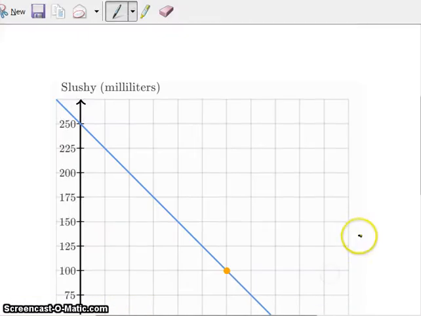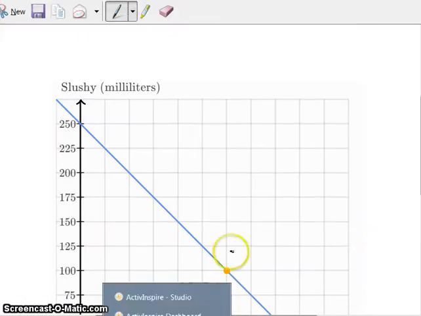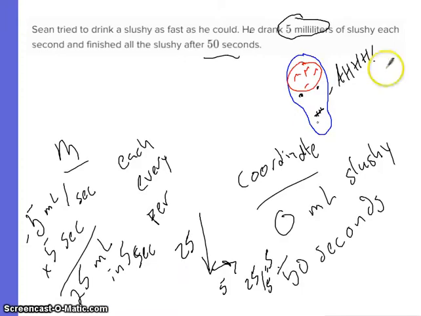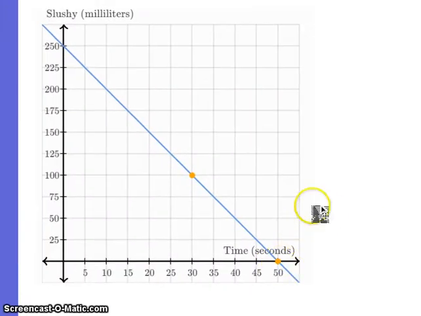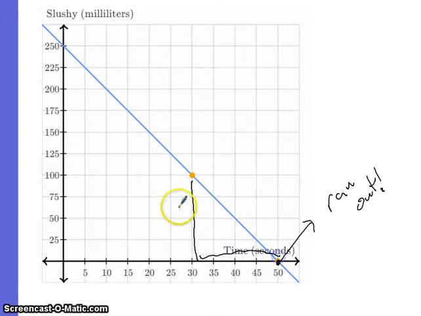Okay, I wanted to run out of slushy out here after 50 seconds. So that for sure ran out of slushy. Okay, and then let me check my slope triangle. What was the rise here between 0 and 100? The rise. No, not 4, between 0 and 100. So this is 100 and this is 0.